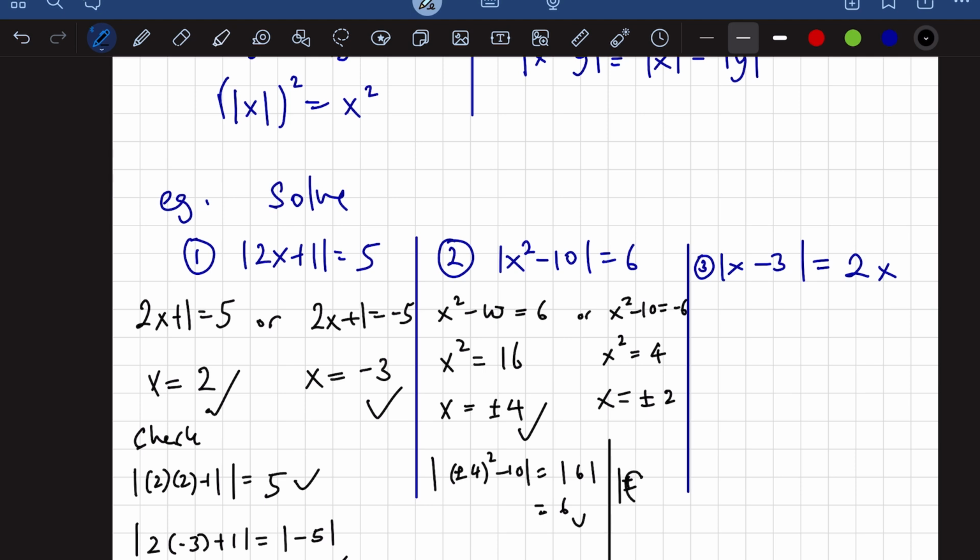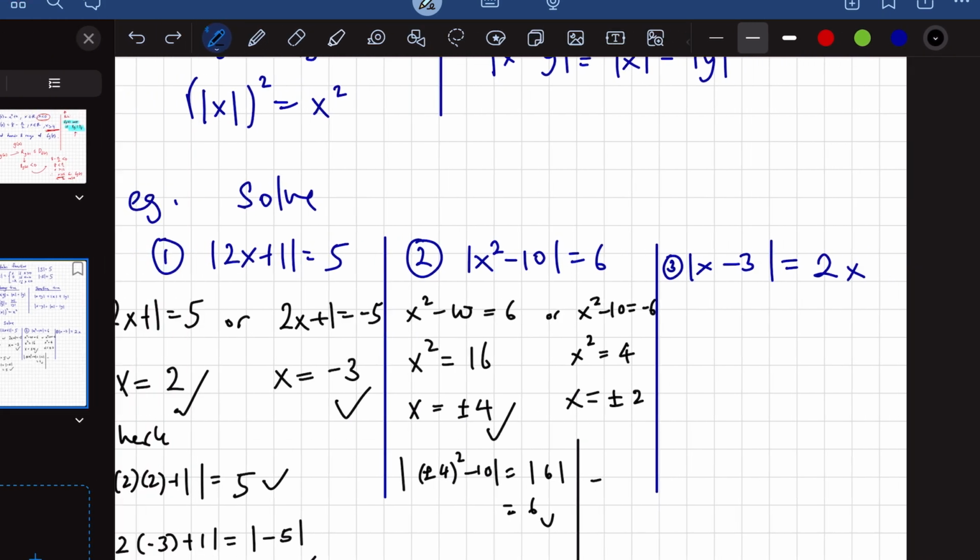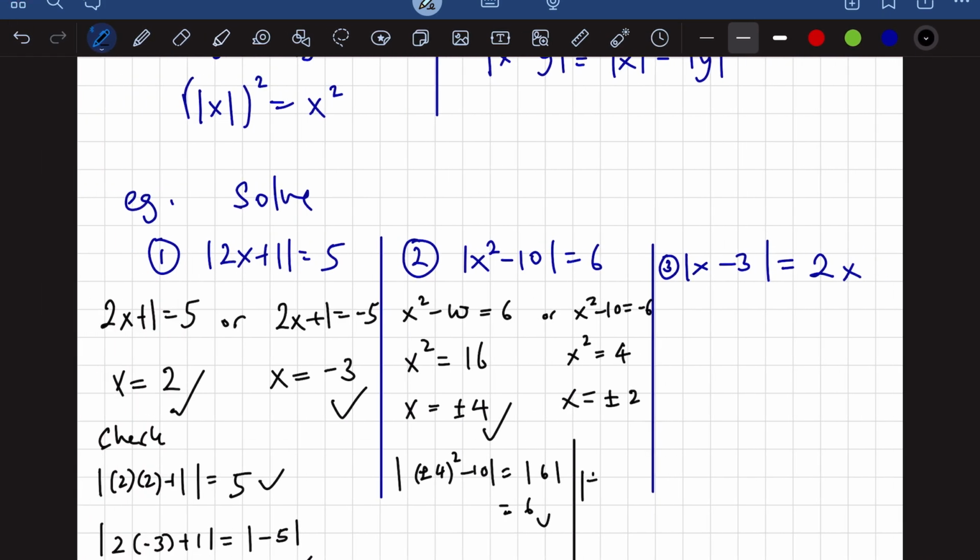Oops, let me just correct that. So the modulus of plus minus 2 whole squared minus 10 equals minus 6, which is equal to 6. All right, so that is also true. So plus minus 2 and plus minus 4 are possible answers. All right, let's try the next one.